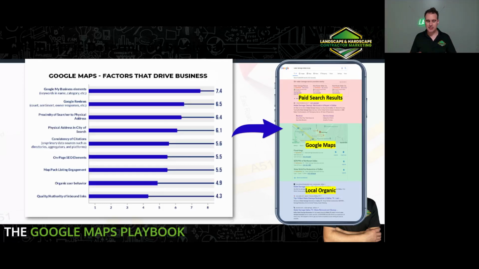Citations is all about making sure those sources are consistent in terms of name, address, phone. And then we'll get into this. On-page SEO is your website. Engagement means how many people are clicking through and looking at your profile, which is why those reviews, why those photos of your projects are so important. And then that feeds into the user behavior and then the links you have coming through your website.